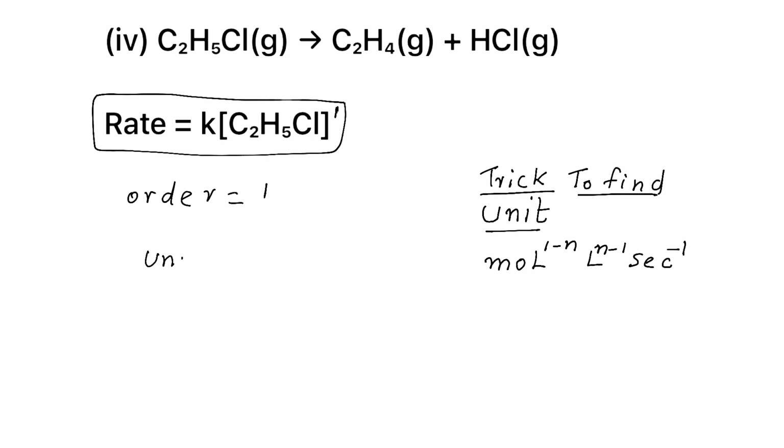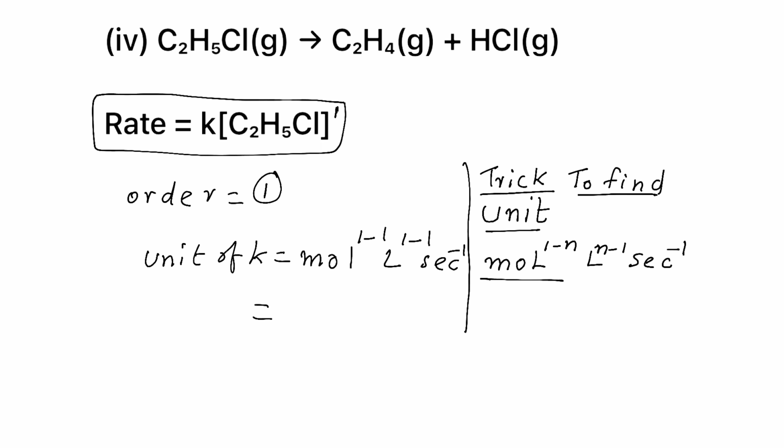Now what is the unit of K? We have a trick, right? So mole 1 minus N. N is what? Again 1. So mole raised to 1 minus 1. Liter raised to 1 minus 1. Second raised to minus 1. So what is that? Mole raised to 0 means 1. Liter raised to 0 means 1. So what is left? Second raised to minus 1.